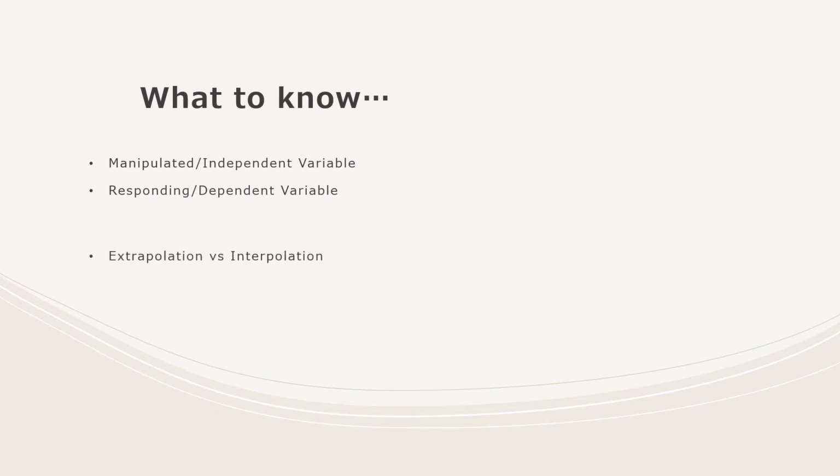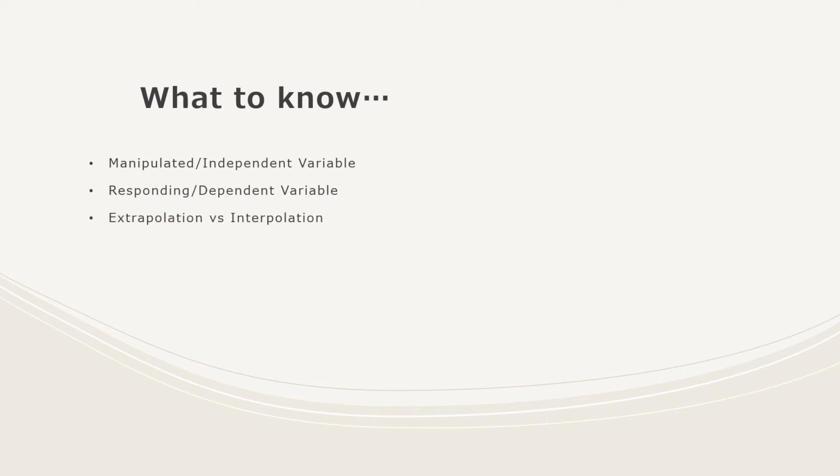Now, what do you need to know on this test? First, you need to know manipulated and independent variable, okay? And that's going to be from the appendix, from the pre-reading, from the first lab. This is going to be the basics when we talk about independent variable. And the other one would be dependent variable. So you need to be able to identify in an experiment what the manipulated or independent variable is and what is the responding or dependent variable.